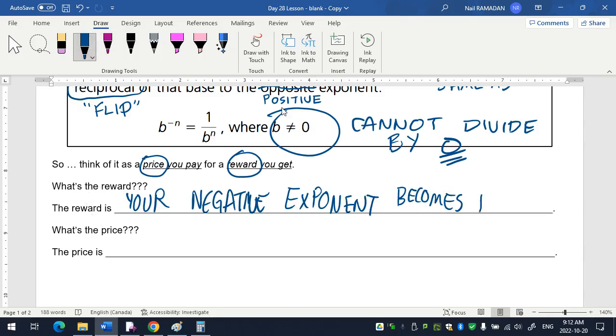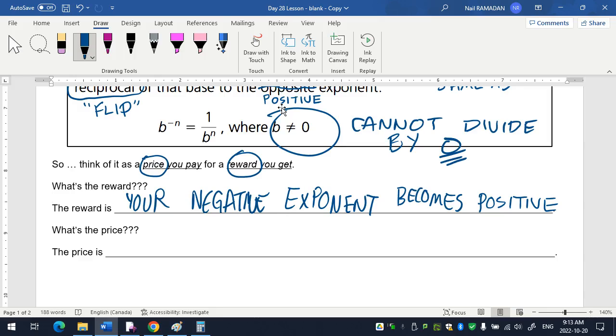Becomes what? Positive. Okay, that's my reward. What's the price I had to pay? Everyone look at me. I had to flip my what? My exponent or my base? I had to flip my base.